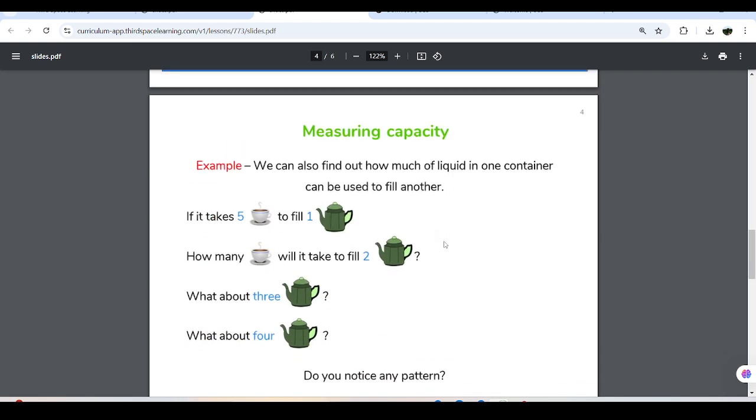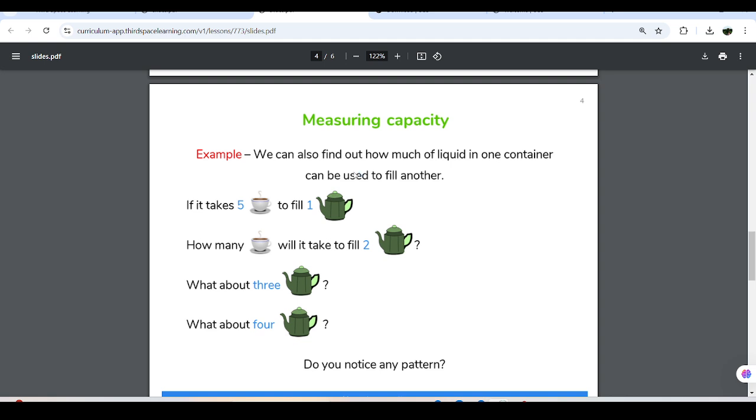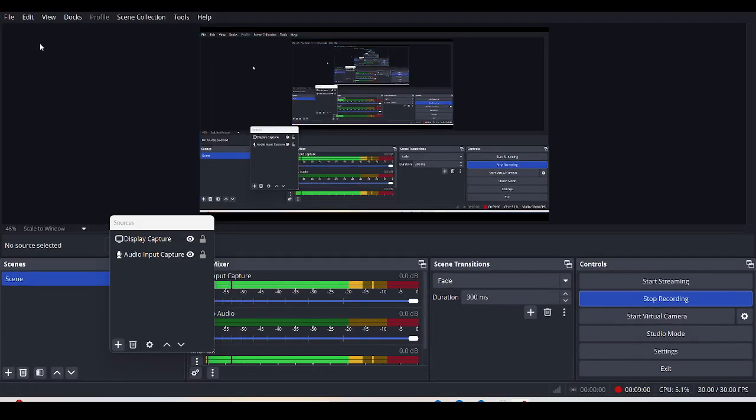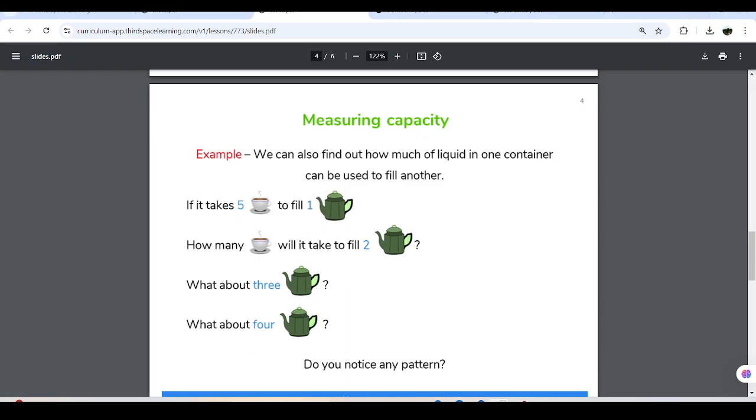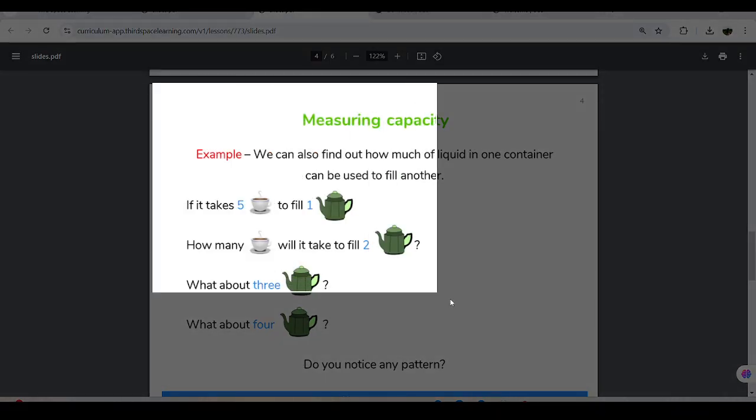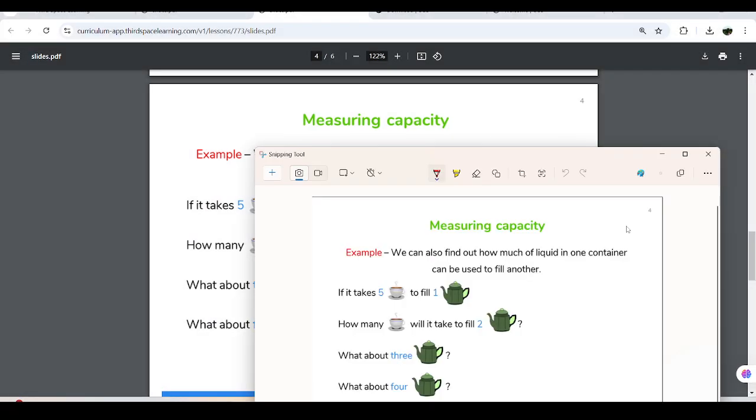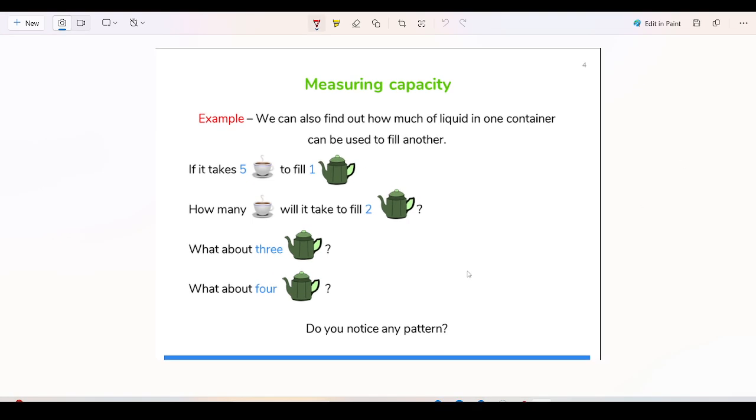Now let's take one more example. We can also find out how much liquid in one container can be used to fill another container. So there is a kettle and a cup. If it takes 5 cups to fill this one kettle, this means if there are 5 guests at your home, you can just take 5 cups, and this kettle you can use for 5 people, because it can hold 5 cups of coffee, let's suppose.